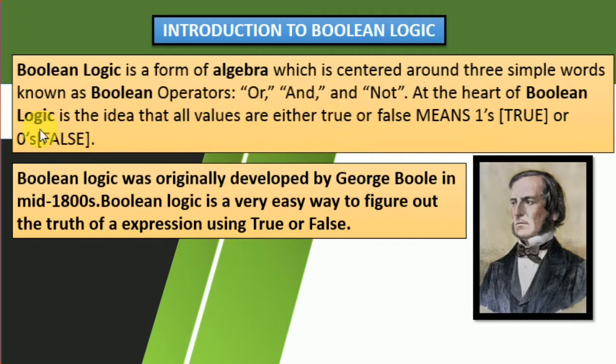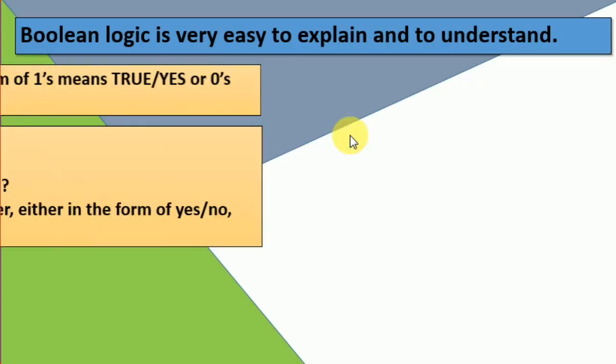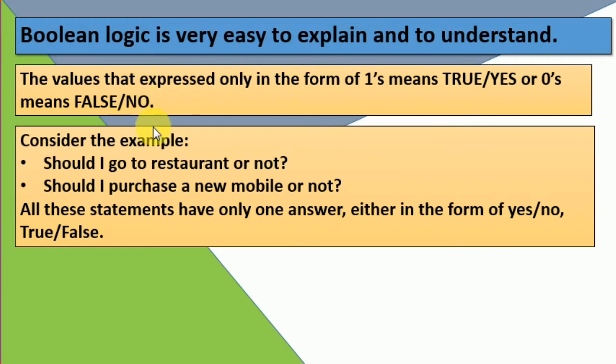Boolean logic was originally developed by George Boole. It is very easy to figure out the truth of an expression, whether it is true or false. For example, is 10 greater than 5? If yes, then true, that means 1. The values express only the form of 1 meaning true, yes, or 0 meaning false, no.